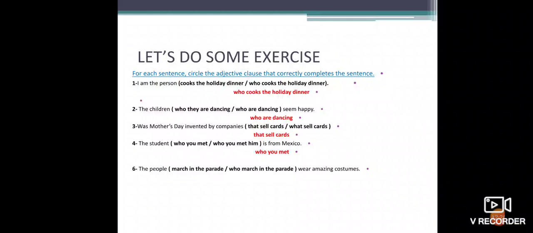Then we will move to another example. The people march in the parade or who march in the parade wear amazing costumes. Of course, the correct answer is who march in the parade. The final example, I love the gift. She gave me or she gave it to me. Brilliant, students. The correct answer is she gave me.